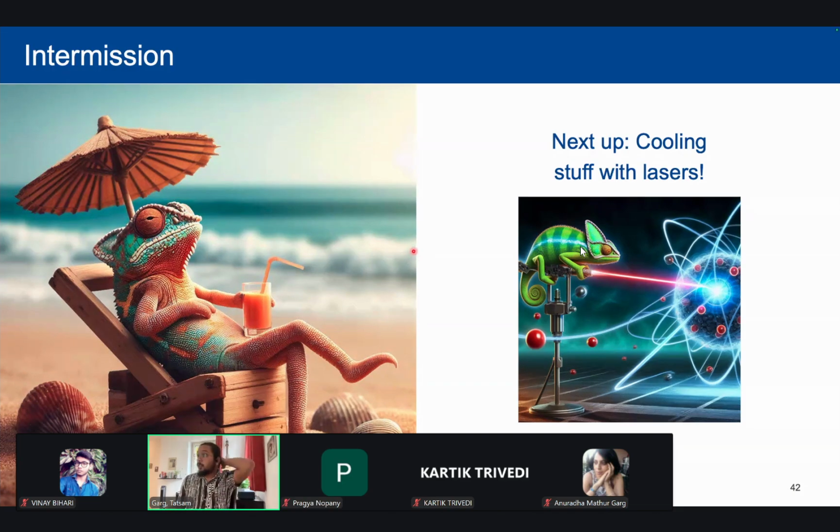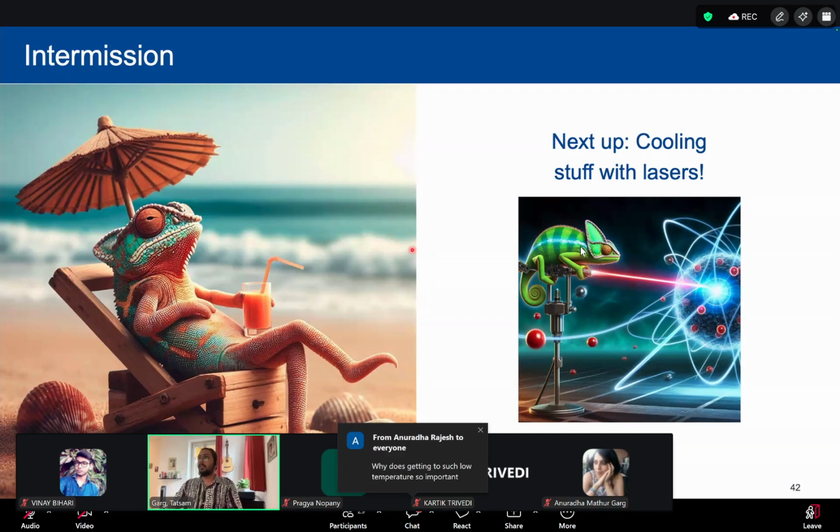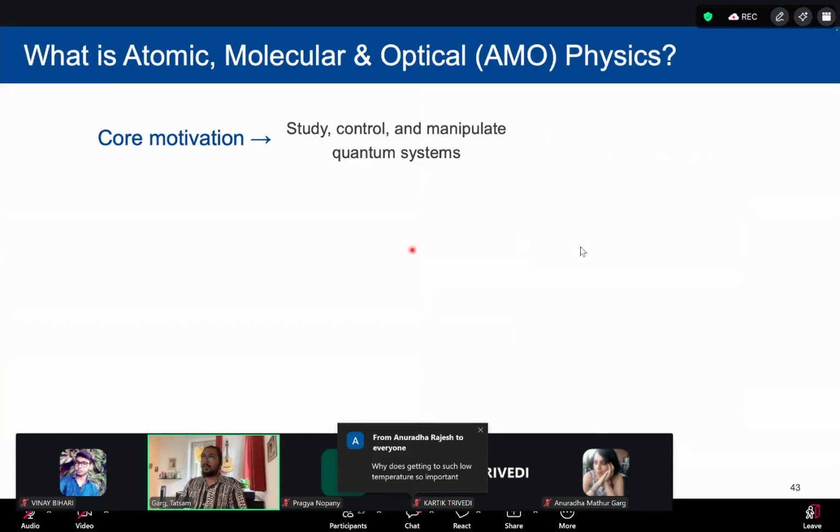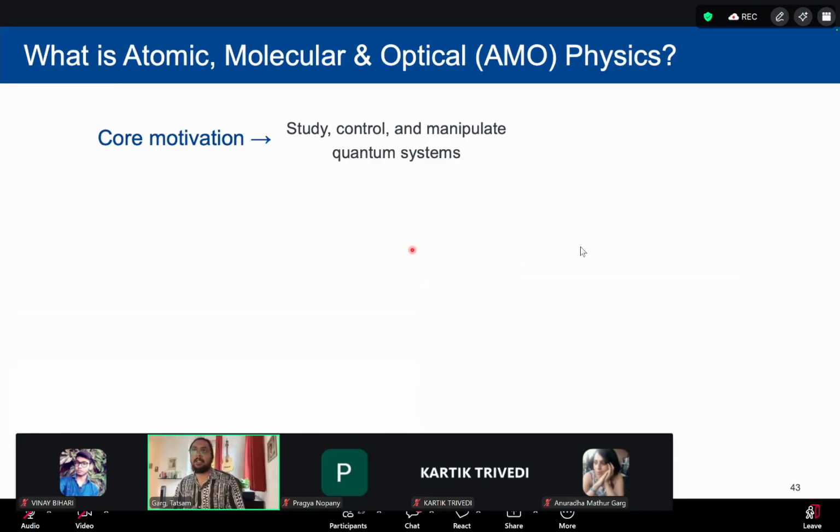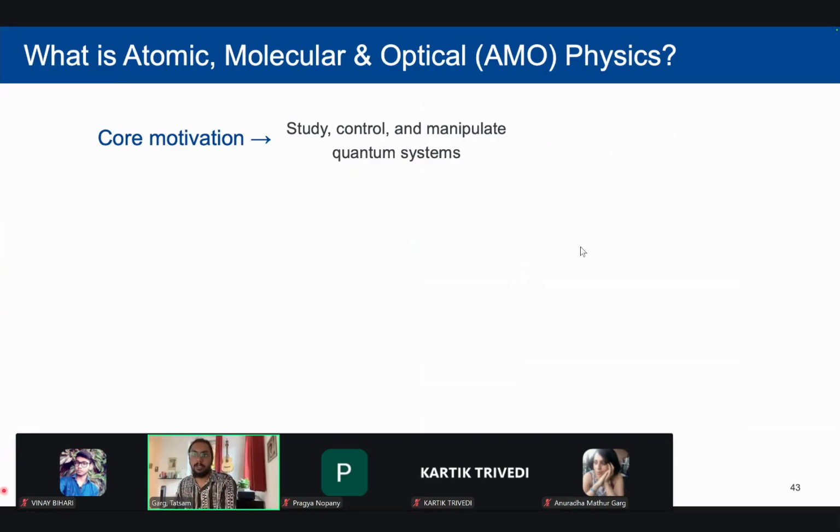Right. So now I think you've graduated school, and we are going to change gears a little bit, and do things at a pace that maybe things are done at a university. So we're going to learn something about AMO physics, this field of physics that I belong to. It stands for atomic and molecular and optical physics.